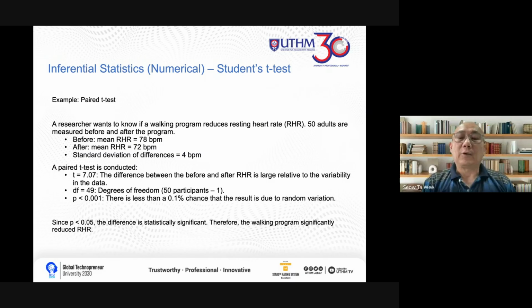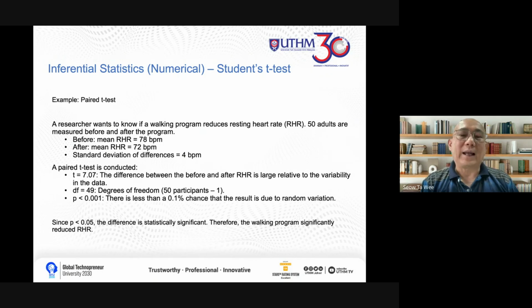So P must be less than 0.0001, showing that there is a less than 0.1% chance the result is due to random variation. You don't need to worry. All this data you generate through SPSS or SAS will be quite similar, the T, the F, the P. These are the things we use to analyze and conclude the result.